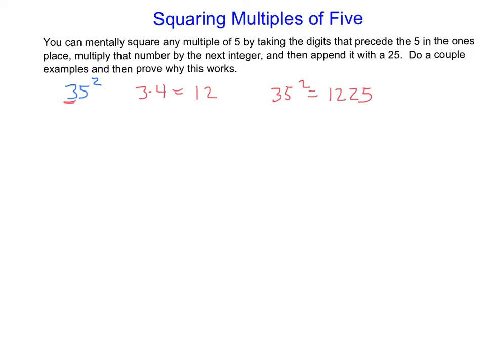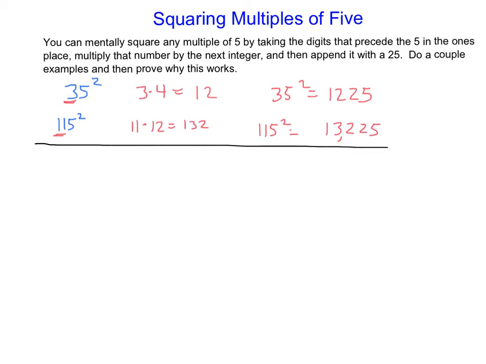And this works for larger ones too. Okay, 115 quantity squared. Look at the numbers that precede it. That's 11. Multiply it by the next integer. That's 12. That's going to multiply together to be, what is that, 132. And that means that 115 quantity squared is 132, tack on a 25, or 13,225. Okay, so that's kind of neat. We got two examples, and they both worked.